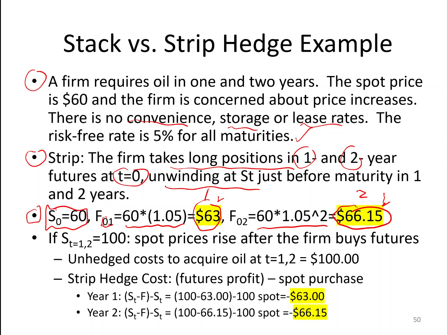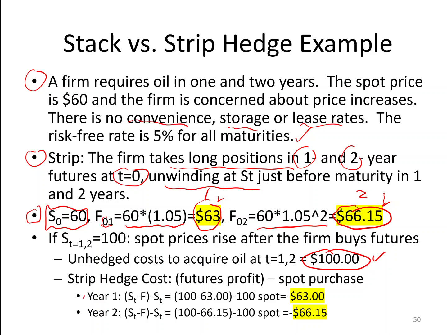So if they didn't hedge, they would pay $100. Remember that futures price and spot prices converge at maturity. So if they didn't hedge, they didn't put these two contracts on, they would pay $100 each year for oil. However, they have the hedge.